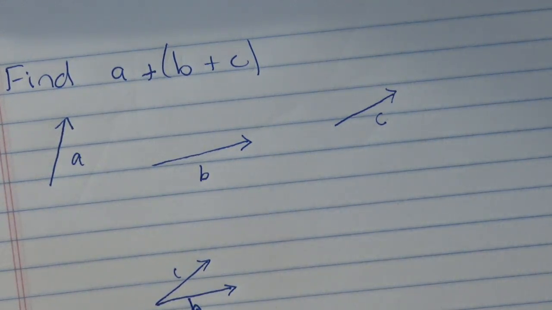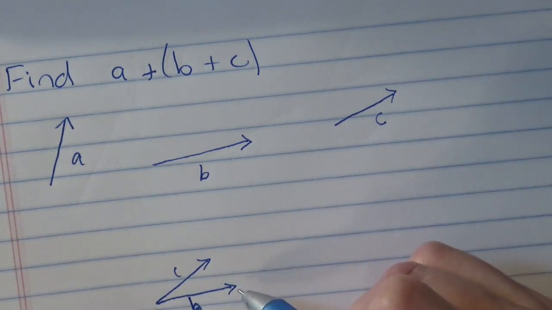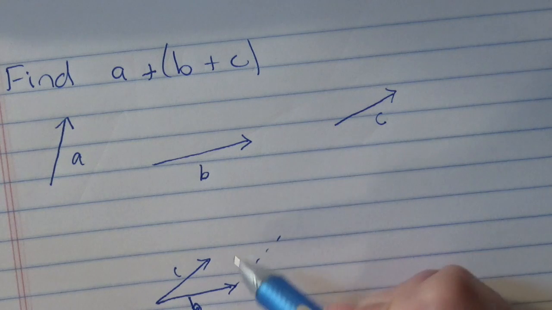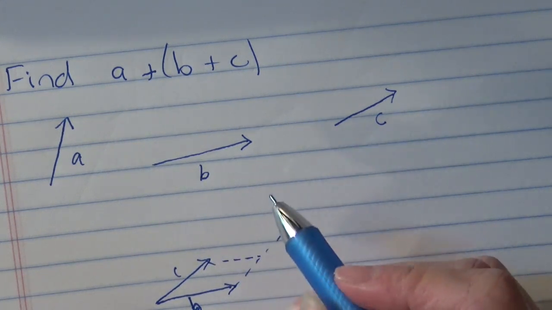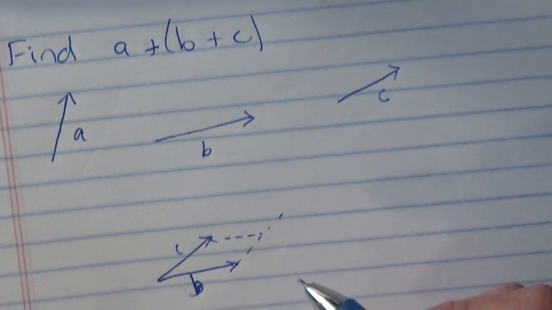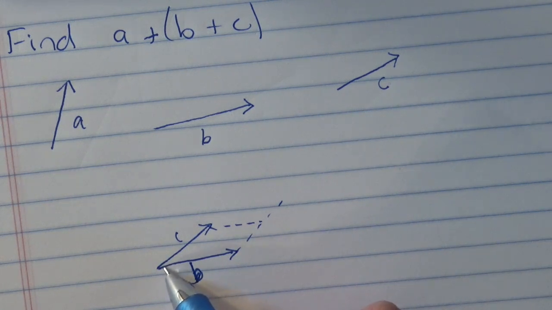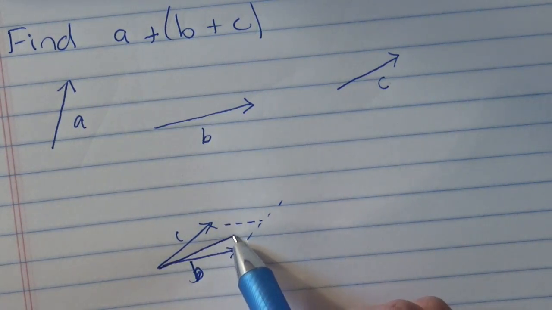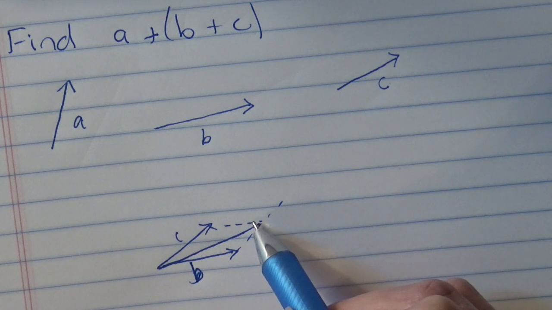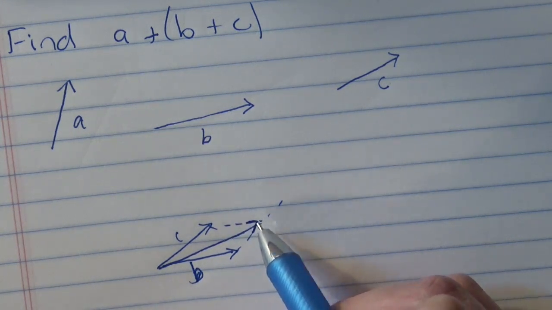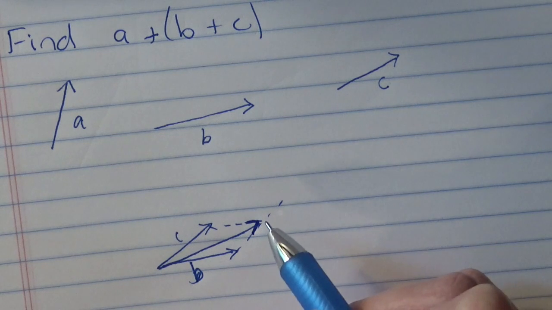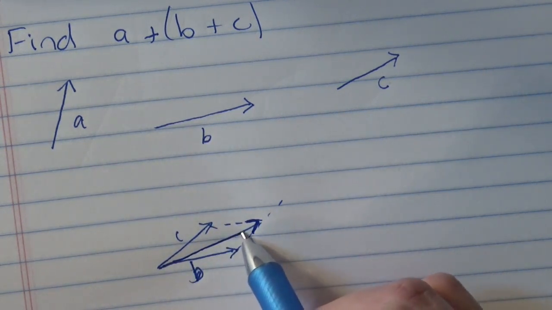So B plus C, we draw the parallelogram like we talked about before. Okay, so there's our parallelogram. And then the resultant is B plus C, and the arrow for the new vector goes in the actual corner of the parallelogram. So this is B plus C.